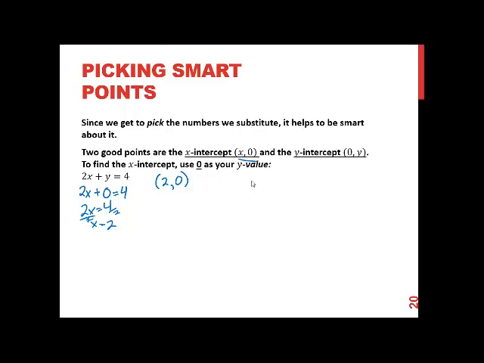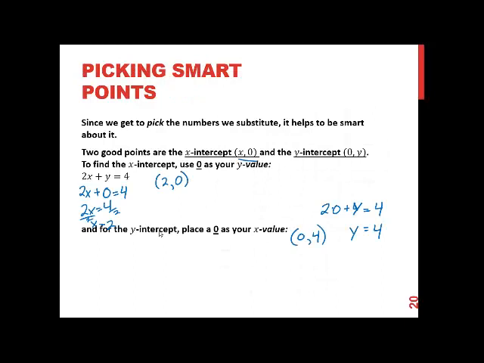Do the same thing to find the y-intercept. We'll put a 0 in for x. 2 times 0 plus y equals 4. 2 times 0 is 0, so we end up with y equals 4. So the point 0, 4 is a solution to this equation, and it's a point on the graph, and it happens to be the y-intercept.